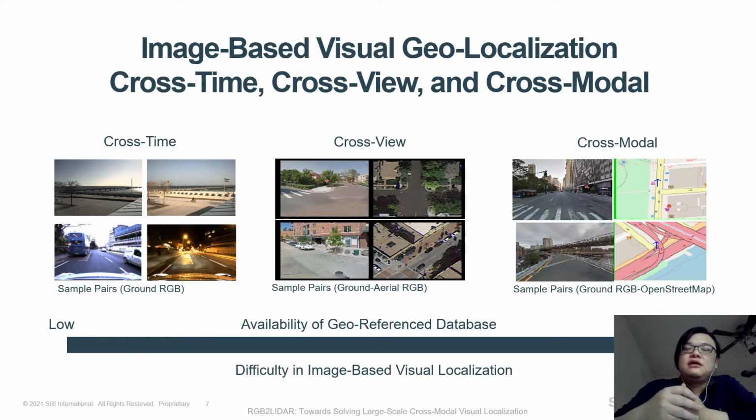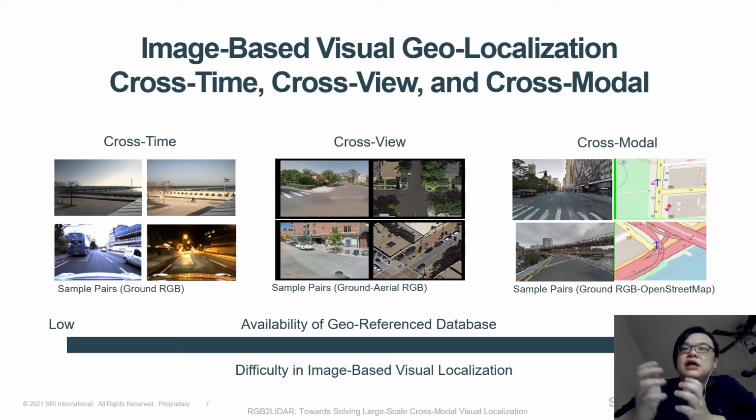However, the matching between the ground query view and the aerial reference data is more difficult. So we call this problem cross-view geolocalization. The cross-modal geolocalization is even more difficult. However, the reference data can be obtained from many publicly available resources, for example, OpenStreetMap, or some LIDAR 3D point cloud collected by some organization.